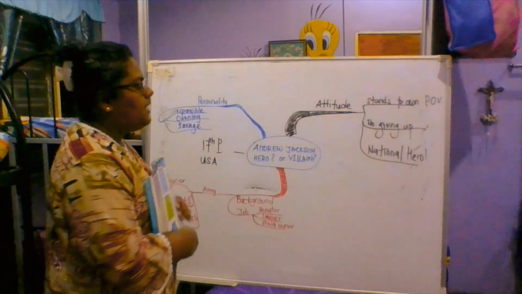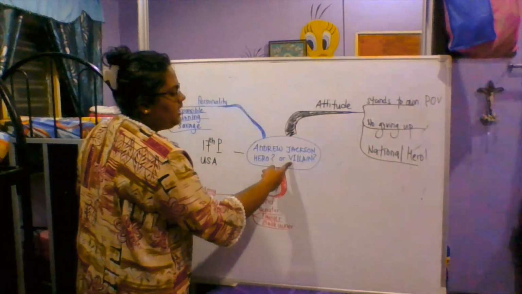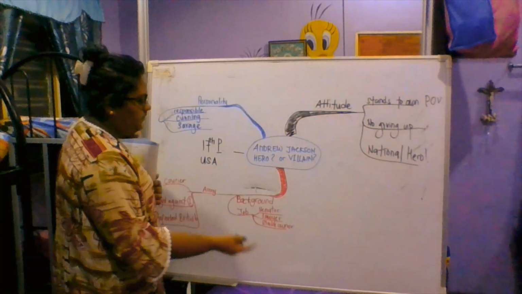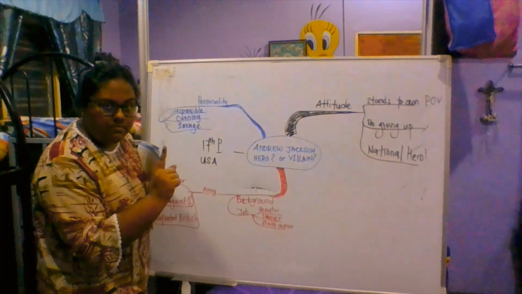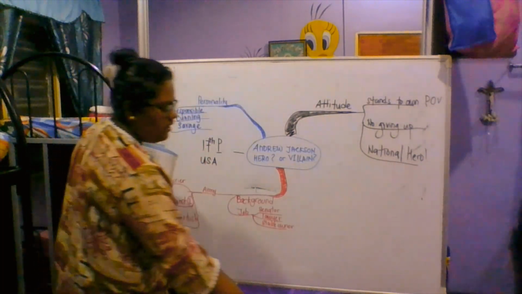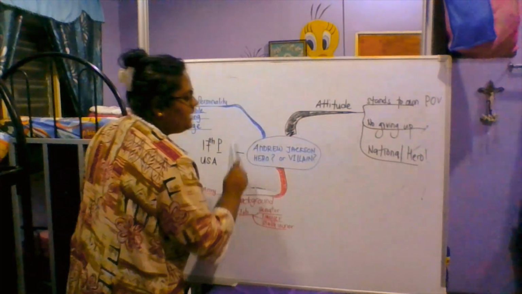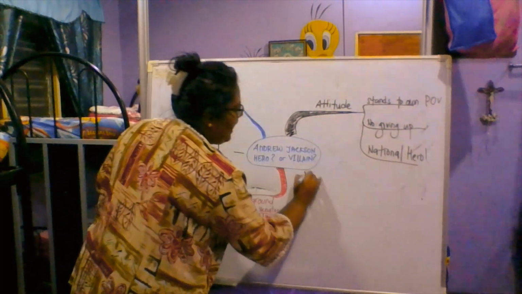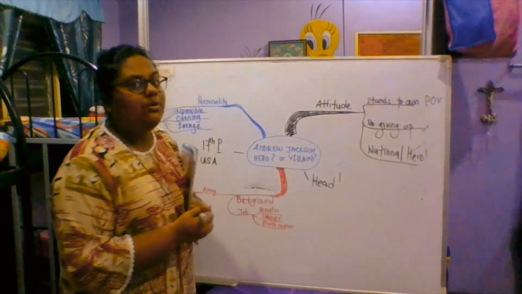Here, Andrew Jackson, hero or villain, is your main topic. Background is one of the main topics. Personality is one of your main topics. Attitude is one of your main topics. So here we have a topic in the center. This is the topic. There can be only one.